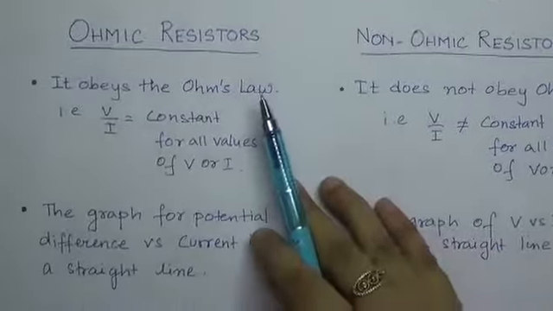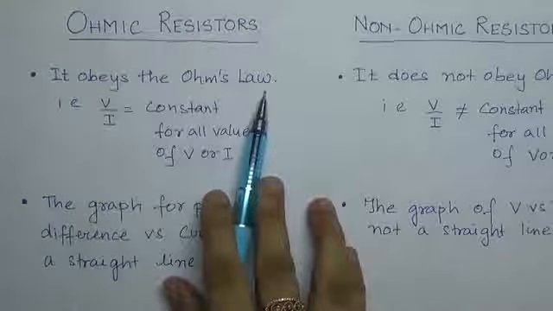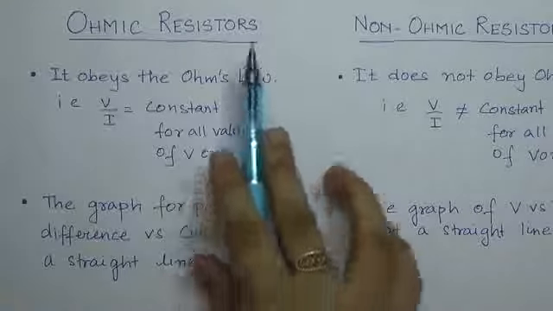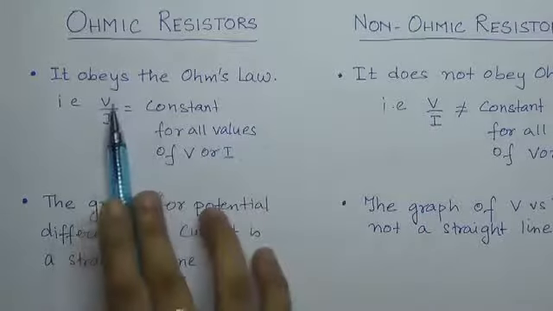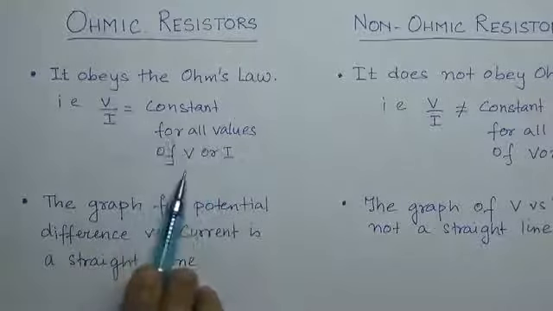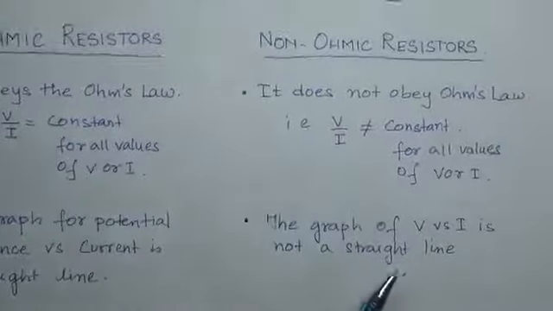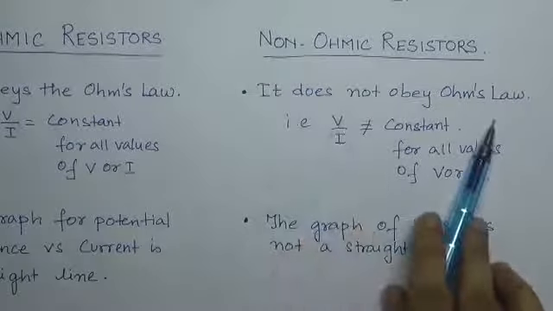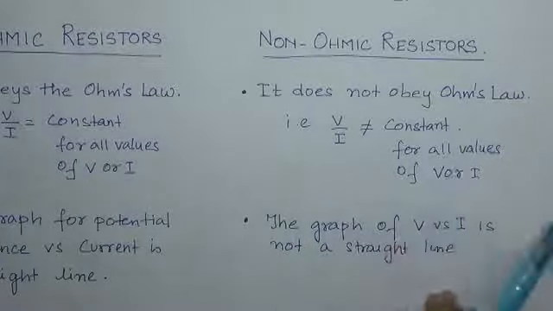Ohmic resistors obey Ohm's law. Any resistor which obeys Ohm's law is known as an ohmic resistor. By obeying Ohm's law, what does it mean? That the ratio of V and I will be constant for all values of V or I. Whereas a non-ohmic resistor does not obey Ohm's law. That is, the ratio of V and I will not be constant.